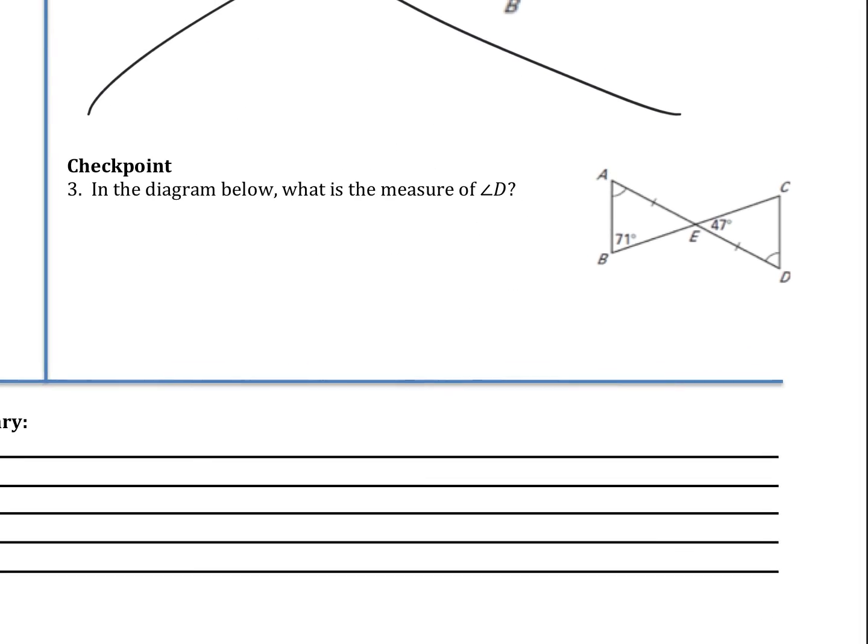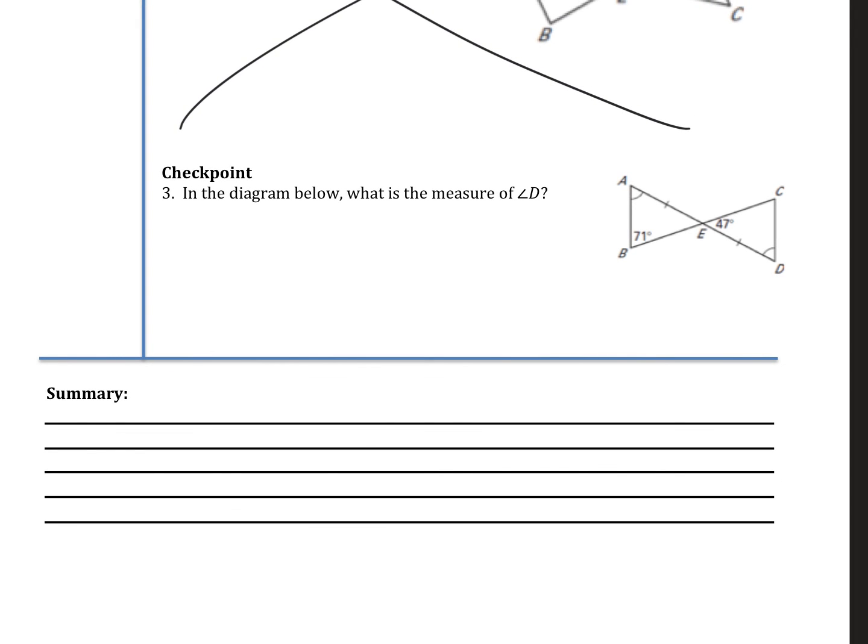All right, and then the last example we have here, checkpoint 3. In the diagram below, what is the measure of angle D? Why don't you guys see if you can figure out what this is using the third angle idea that we talked about earlier. Give it a try.